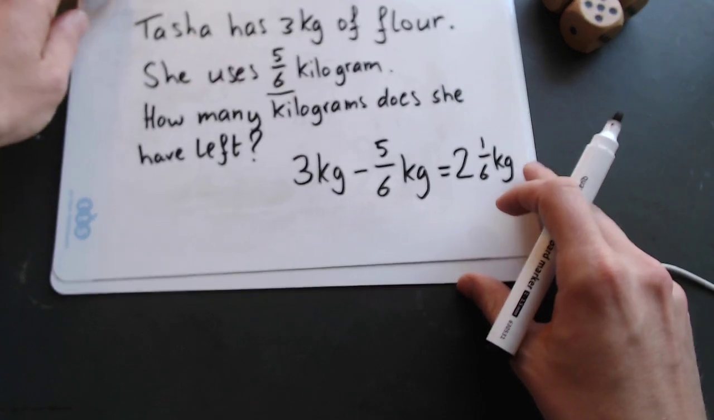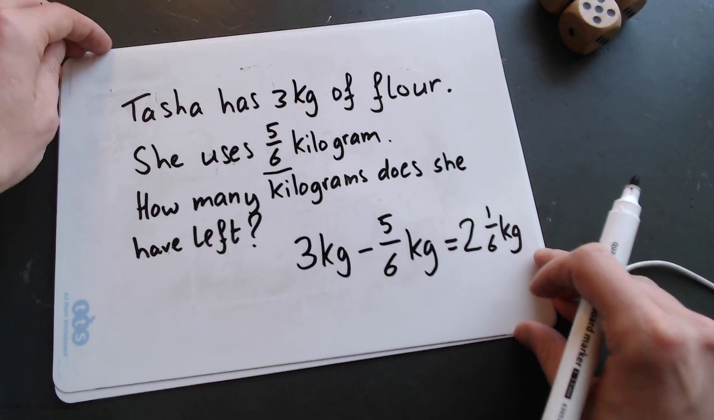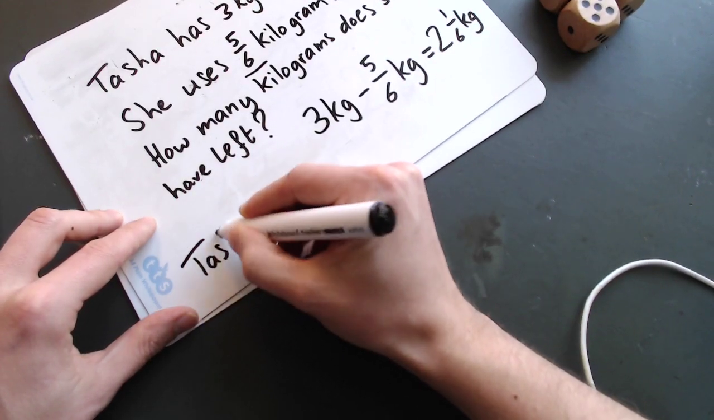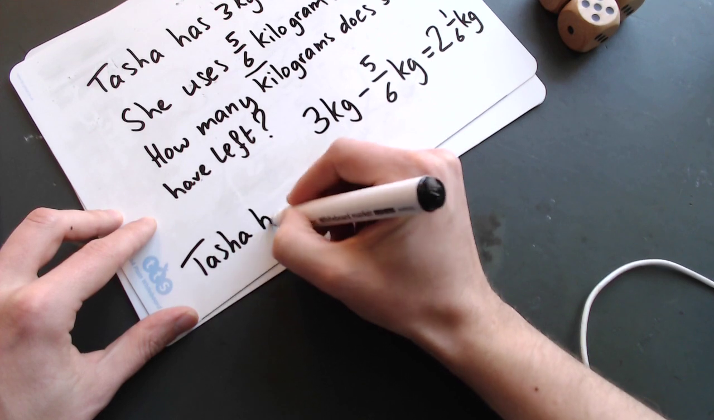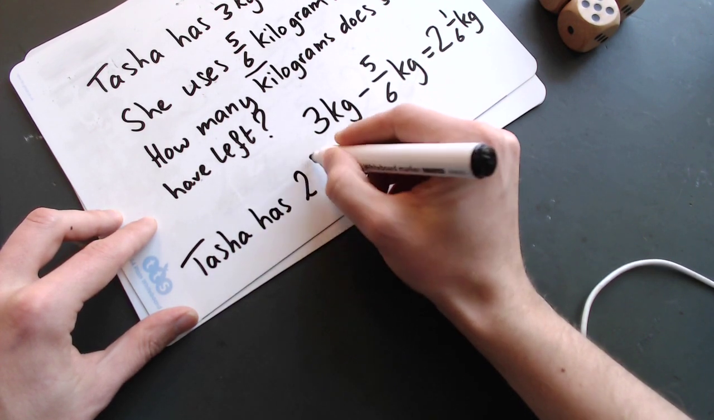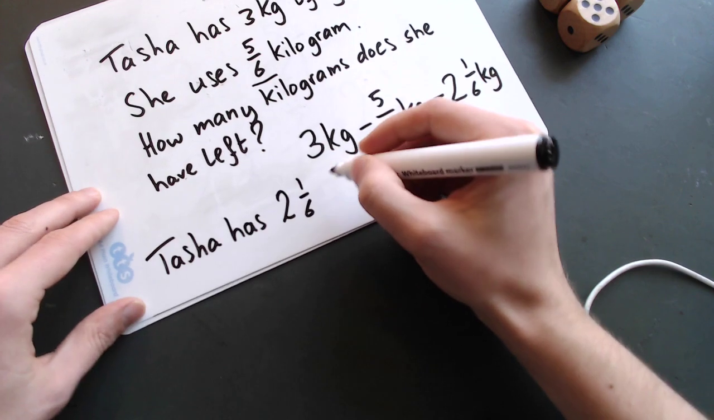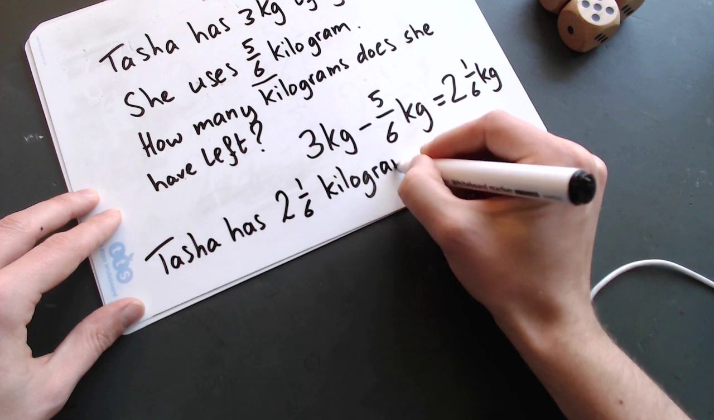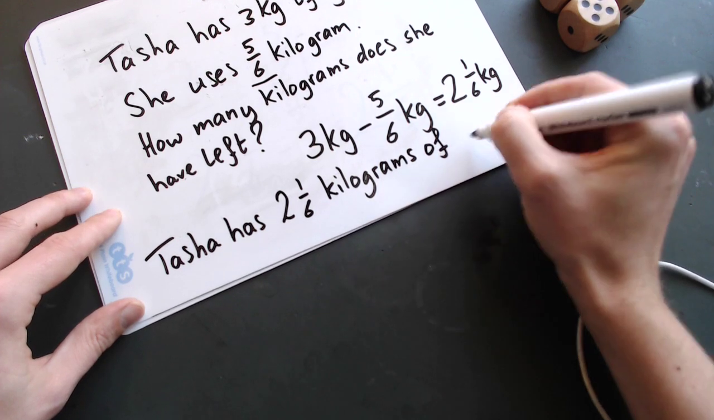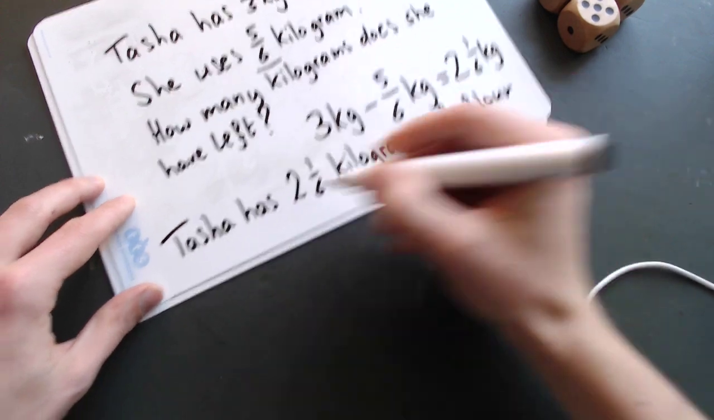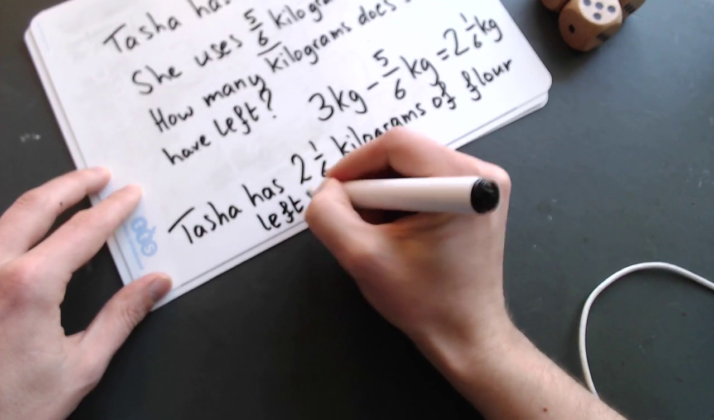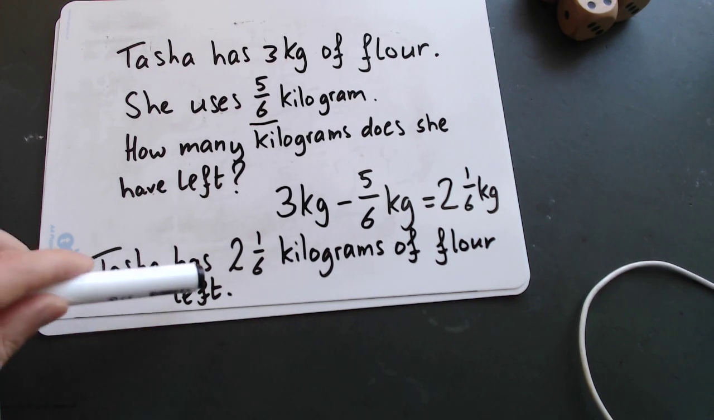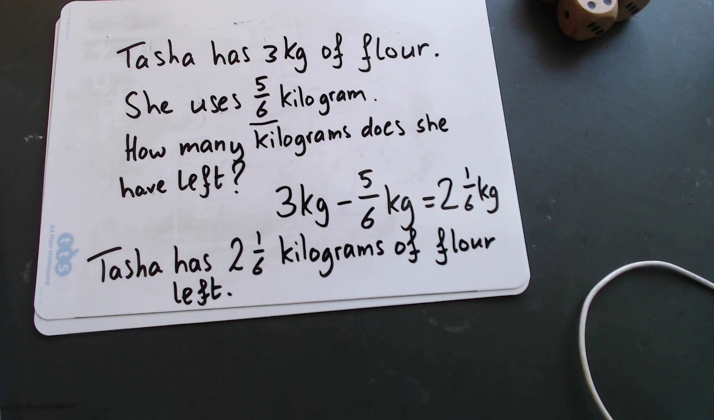But I also want you to answer the question in a full sentence. So Tasha has 1 over 6 kilograms of flour left. Okay, so I want you to write down your answer in a full sentence, like we always do in class.